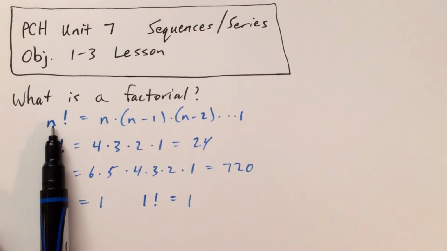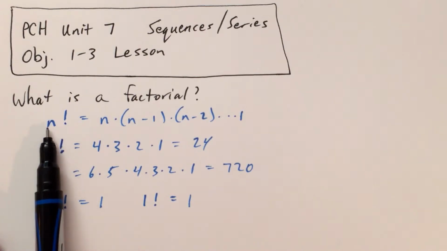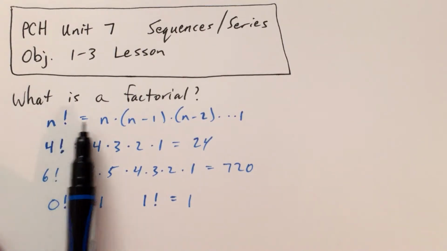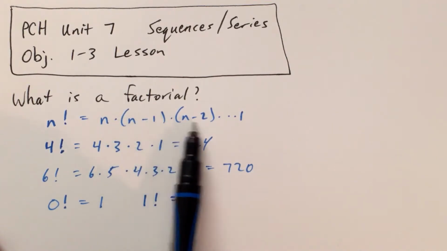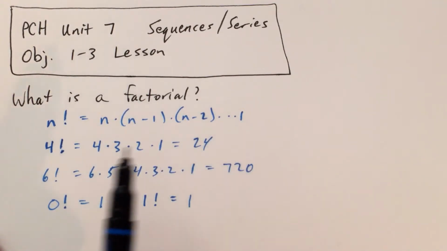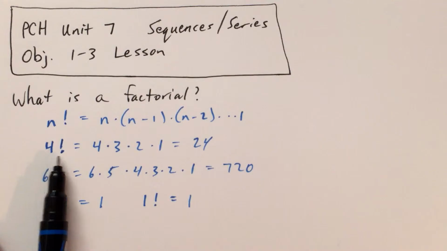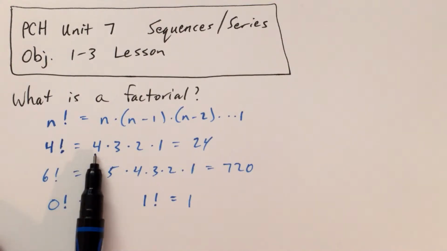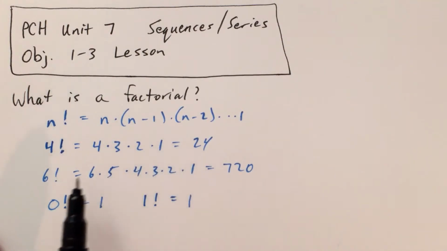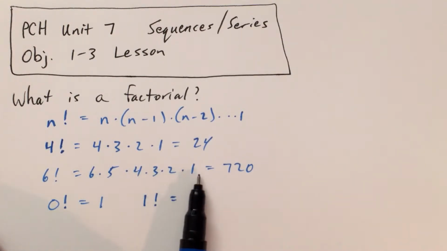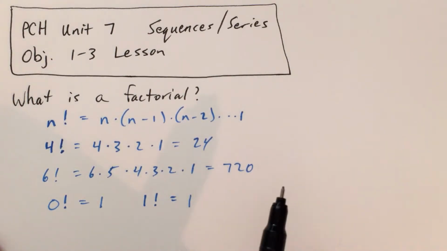We always start with a non-negative integer, and you take that integer and you keep multiplying it by one less integer until you get all the way down to 1. It's usually easier just to see a couple examples. So 4 factorial is 4 times 3 times 2 times 1, and we multiply all those together, we get 24. 6 factorial, we just tack on a 6 and a 5 to the 4 factorial, 6 times 5 all the way down to 1, and we get 720.